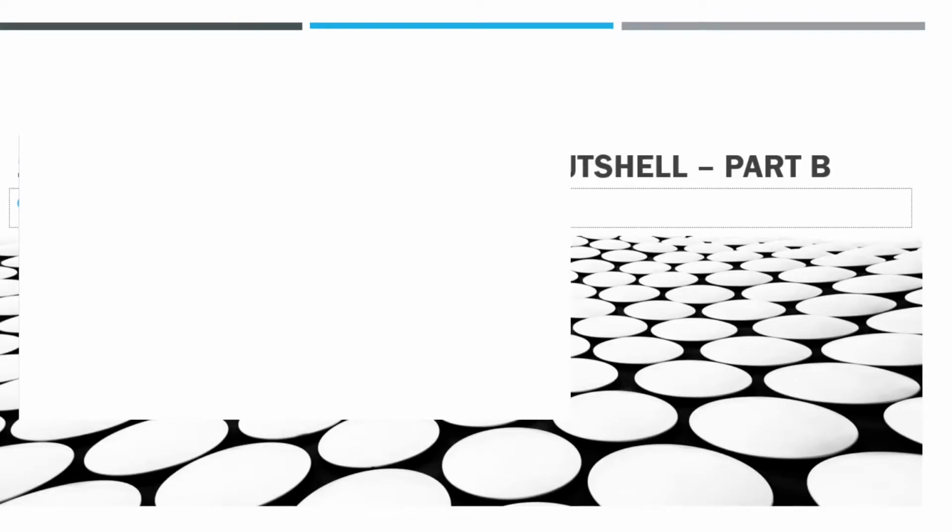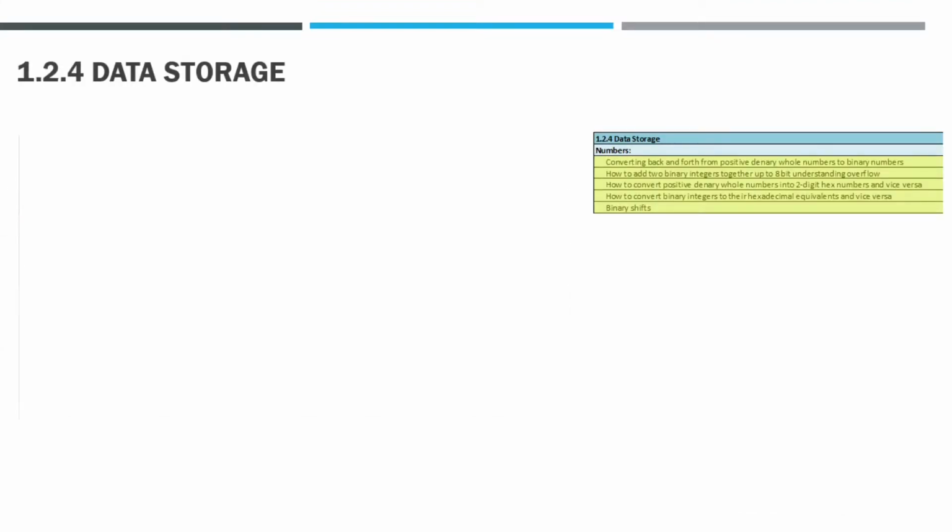So here is in a nutshell for 1.2 part B, memory and storage. I'm going to go through converting back and forth from positive denary whole numbers to binary. So let's do that first. I'll do it the quickish but full explanation.